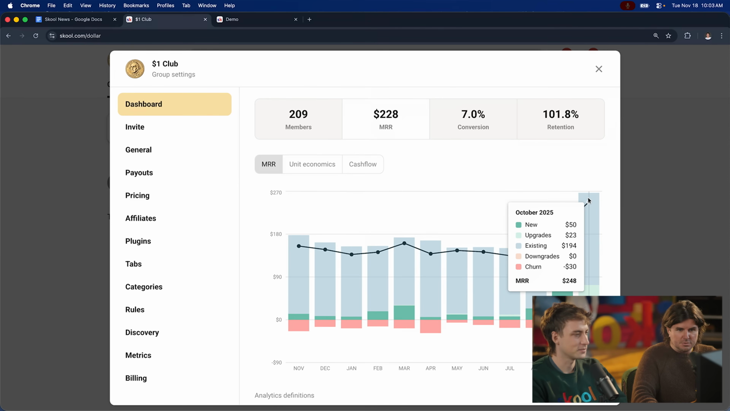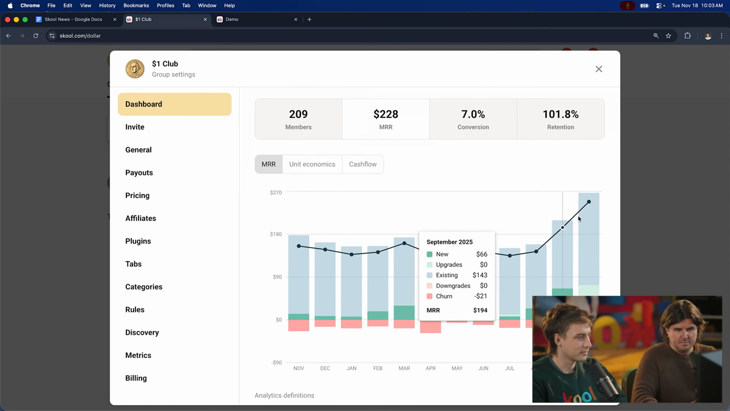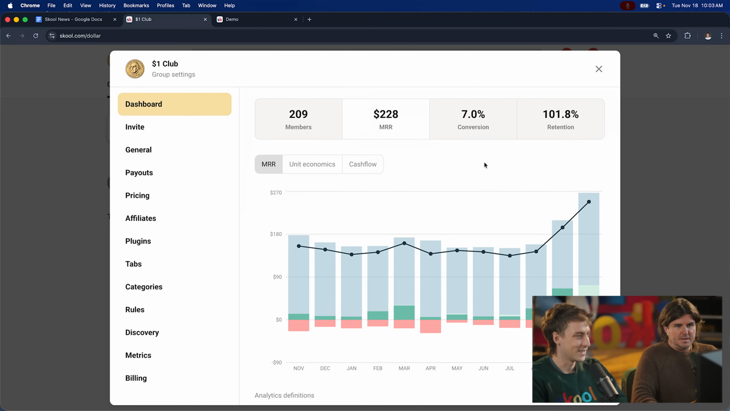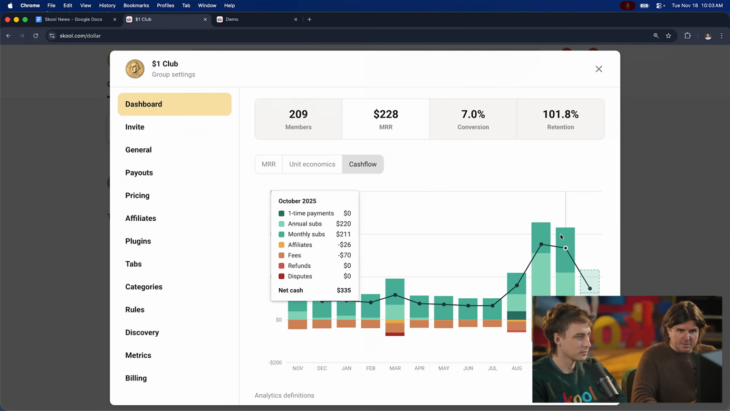Nice. So this also works for the new tiers features. If you have upgrades, they'll show. If you've got downgrades, they'll show. So it factors in everything. And you can see your MRR over time if you just hover over it. And we've got all the data going back like 12 months. Let's go.